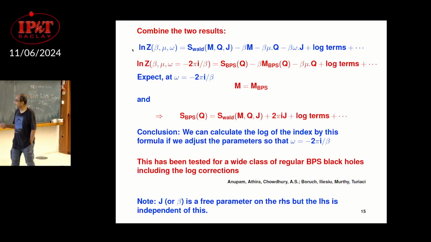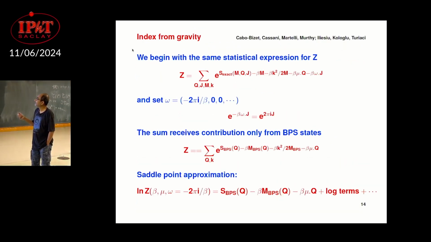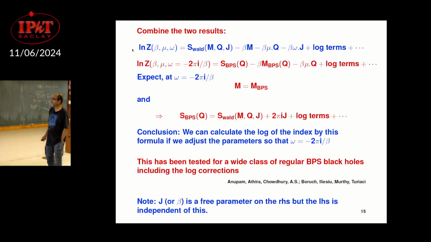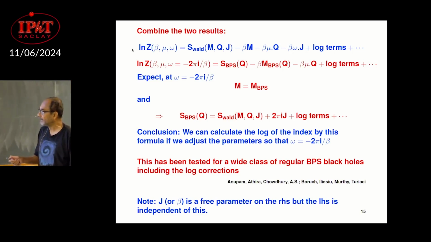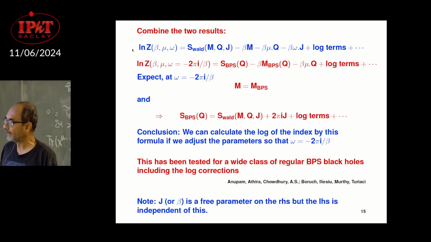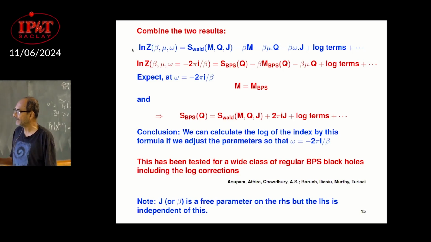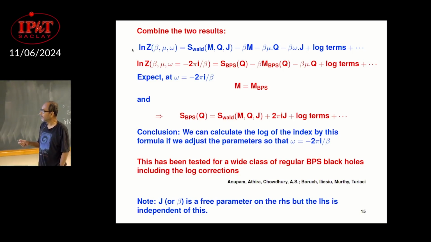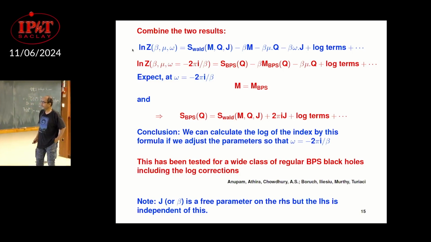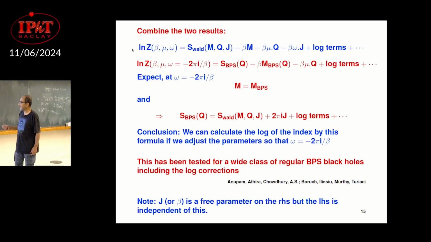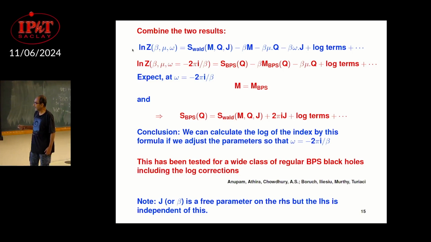This general procedure was basically spelled out in these papers over here, on how to compute the index from the gravitational path integral. So this will be our main formula that we are going to work with: the BPS index is given by the Wald formula plus 2 pi i J, plus possibly logarithmic terms. The conclusion is that we can calculate the log of the index by this formula, provided we adjust parameters so that omega is set equal to minus 2 pi i over beta.